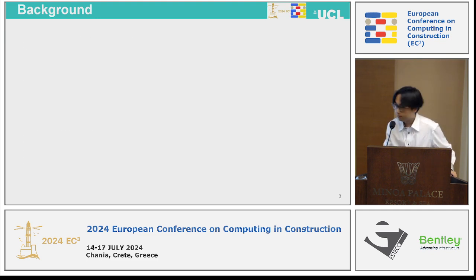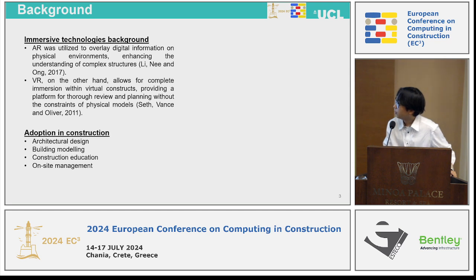So in the background part, we find that there are two main immersive technologies used nowadays, which are augmented reality and virtual reality. AR was utilized to overlay digital information on the physical environments, enhancing the understanding of complex structures. And VR, on the other hand, allows for complete immersion within virtual constructs, providing a platform for sensorial review and planning without constructing physical models.